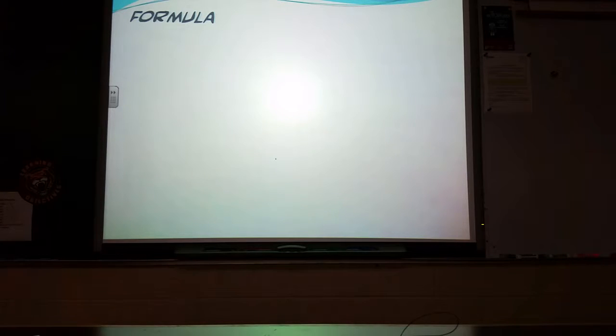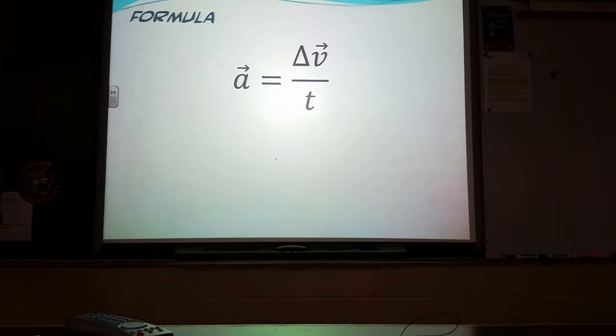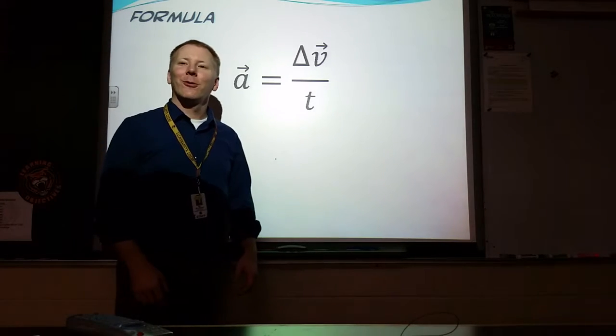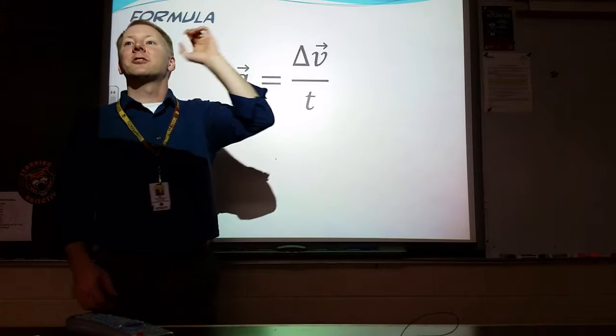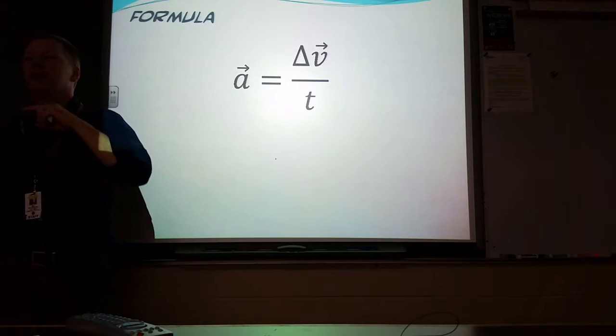This will be our second formula. Now, we're trying to measure acceleration. Keep in mind what the definition of acceleration is. Our formula looks like this. Why do we have a triangle in here? Delta. Good. What does delta mean? Change. Delta always means change.